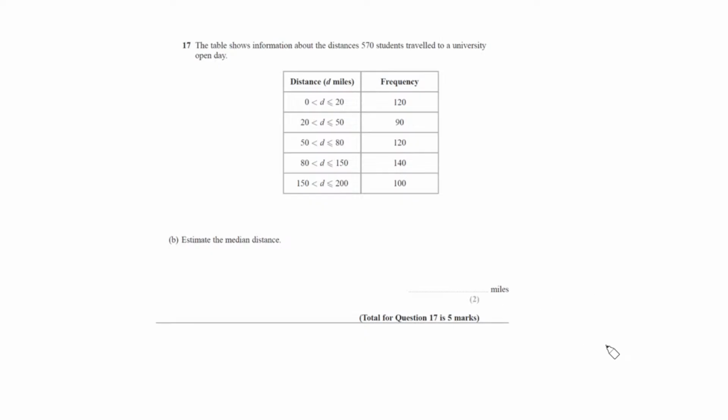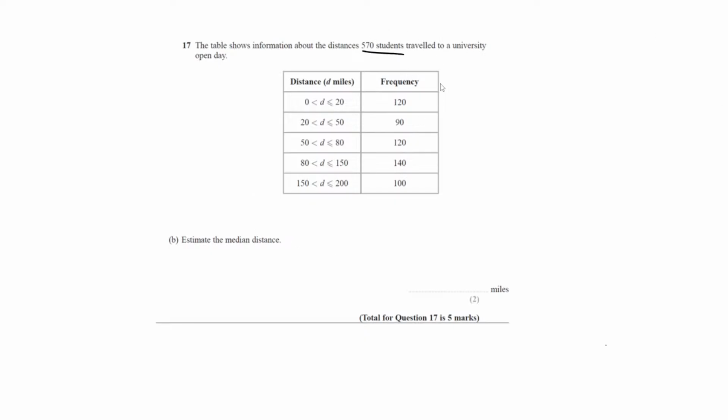So it's only 2 marks really, but maybe there's a faster way to do it. The way that I think about it is obviously median is the middle, isn't it? So what's the context here? We've got the table shows information about the distances 570 students travelled. Okay, so it's students in this case. So we're looking for the middle student.